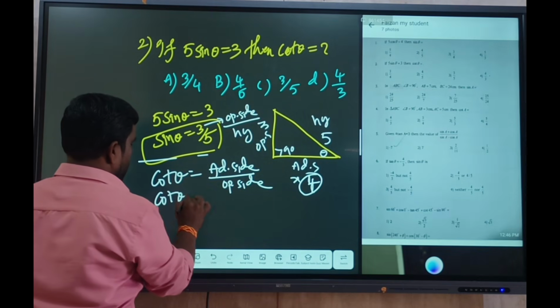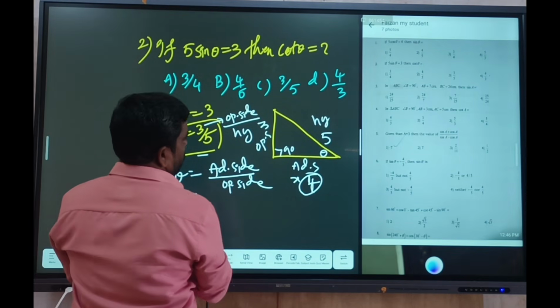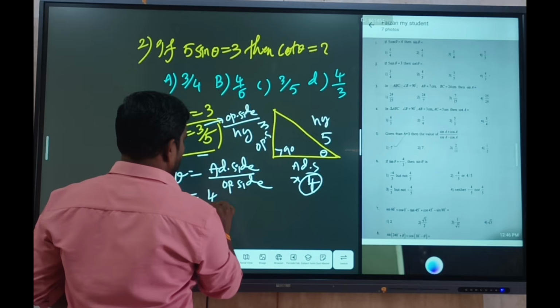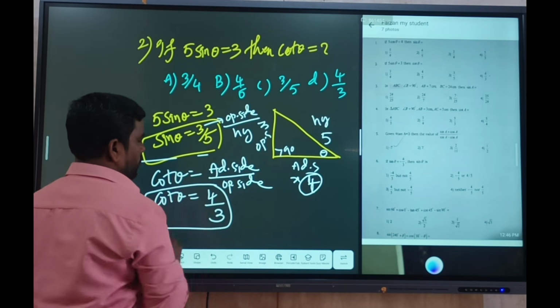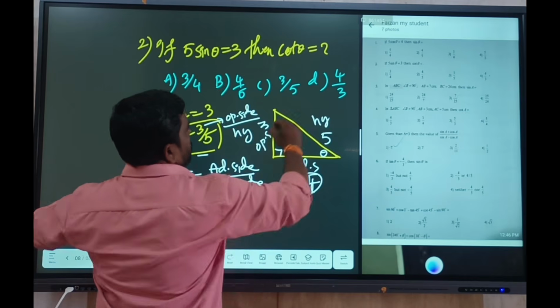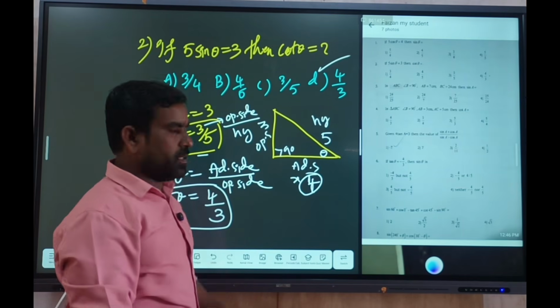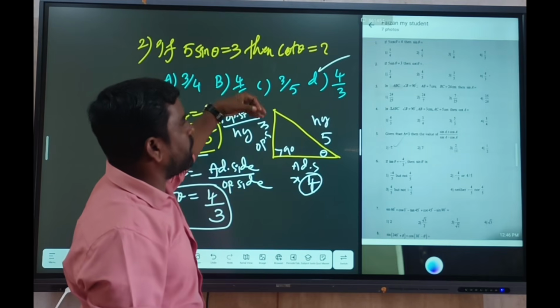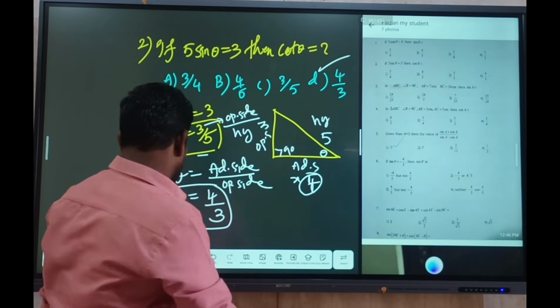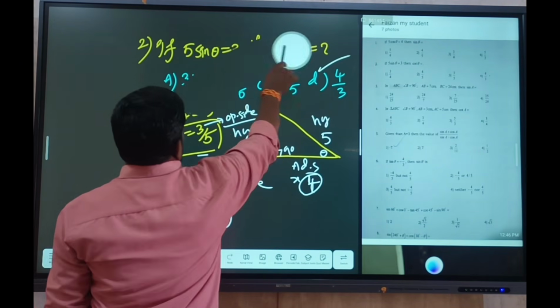The cot theta is equal to adjacent by opposite. Adjacent side is what here? Adjacent is 4, by opposite side, which is 3. The answer is 4 by 3. Which option is 4 by 3? Option D is the correct answer. This is the concept method, very very important. This type of question is given many times in all competitive exams and IIT also. Right, so this is clear.